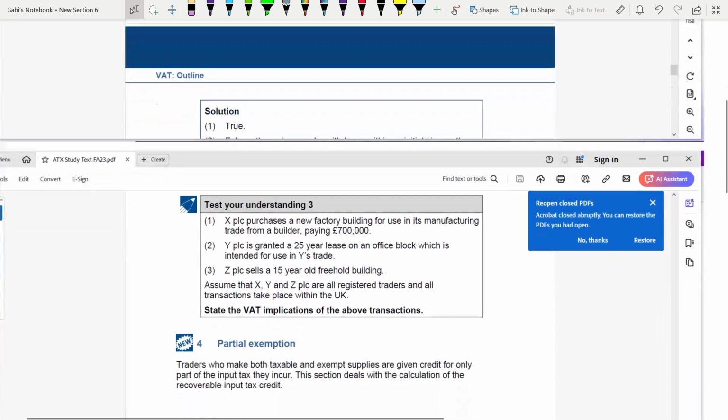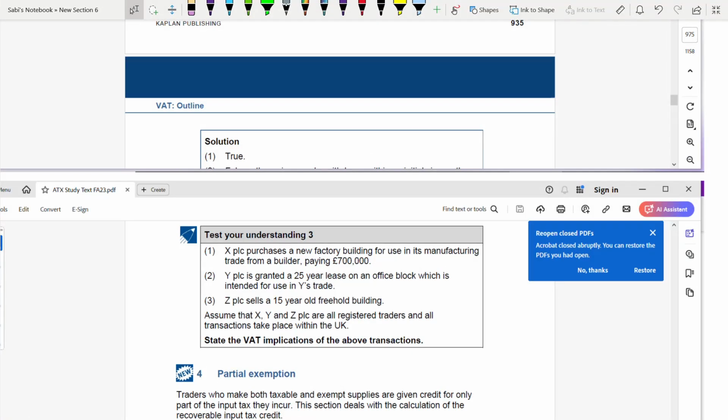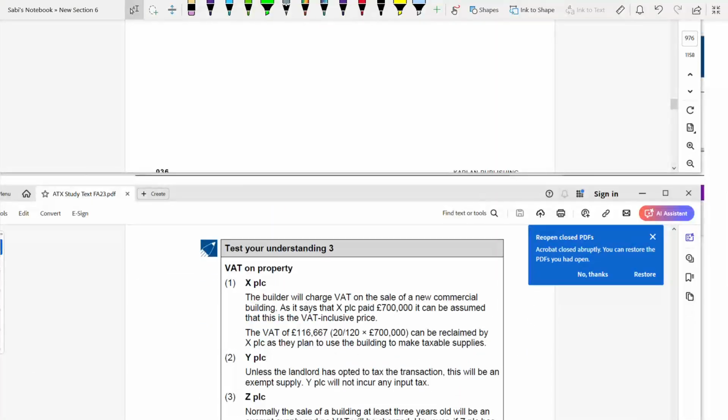Now, test understanding 3. State the VAT implications of the above 3 transactions. Assuming X, Y, Z are all registered traders and all transactions take place within UK. So, first one is X, second one is Y, third one is Z. X is purchasing a new factory building for use in his manufacturing trade, paying 700,000. So this one will be standard rated. It's a new commercial building. Therefore, it is standard rated.